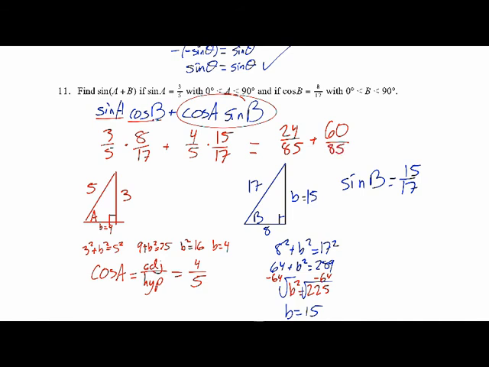Adding those two together, 24 over 85 plus 60 over 85, we add the numerators together because we have a common denominator. We get 84 over 85. So we can figure out the sine of these two angles without even knowing what those two angles are.